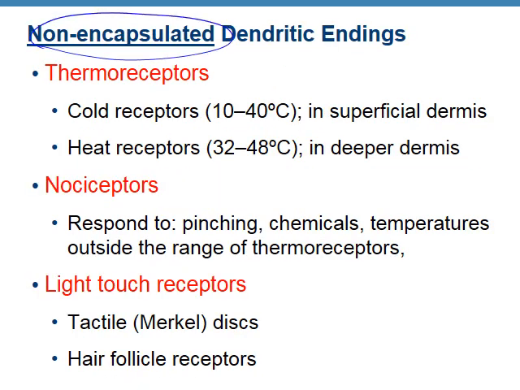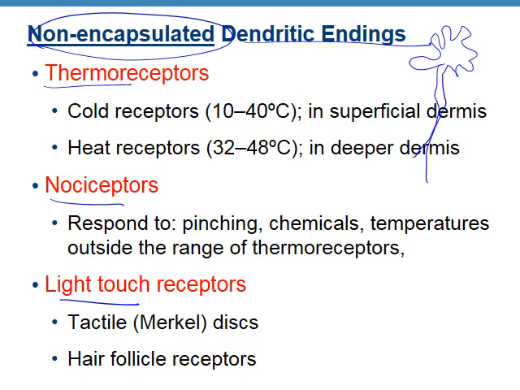These non-encapsulated dendritic endings, we have thermoreceptors, nociceptors, light touch receptors. When I say this, hopefully we're thinking about our neuron. Sorry, this is as good as it gets, right? So these are dendrites. Here's my soma. Here's my axon. Here's my axon terminals.